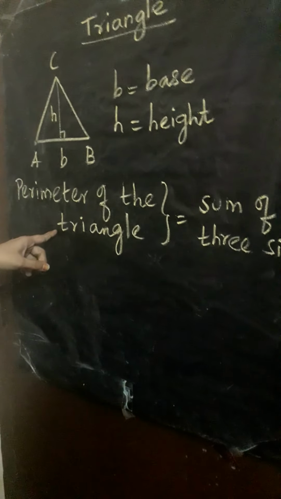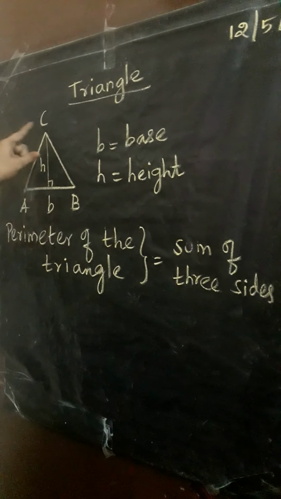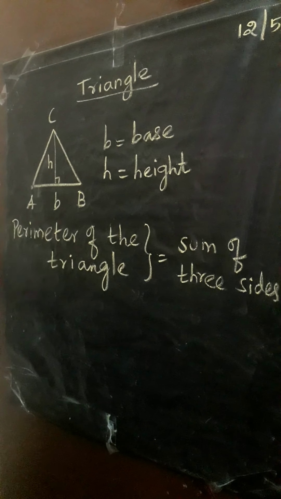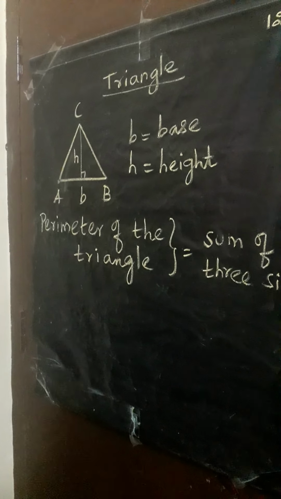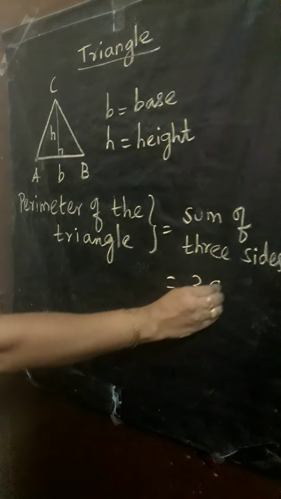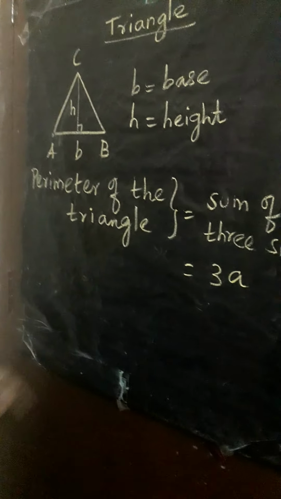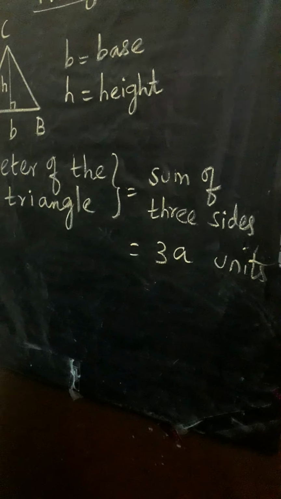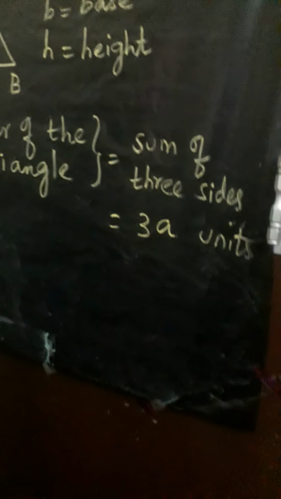Perimeter of the triangle equal to sum of three sides. Triangle has three sides. You add three sides, you get the perimeter of triangle. Suppose you have equilateral triangle, then perimeter of triangle equal to 3A. All sides are equal in equilateral triangle. So perimeter of triangle equal to sum of three sides, that is 3A units.